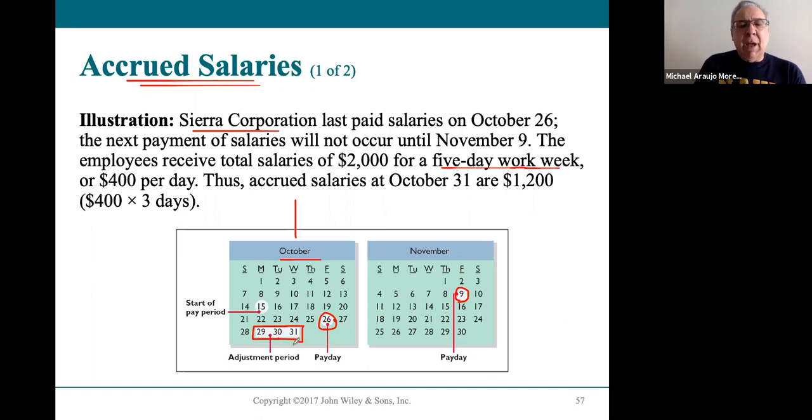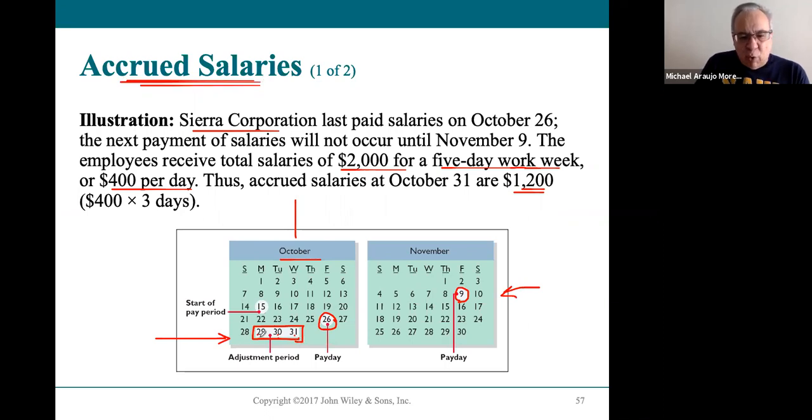Okay. So if your payroll is $2,000 for a 5-day work week, that means every day is $400 in payroll. And you have these 3 days in October that people were working. So you have a total of $1,200 of payroll that needs to be expensed in October, even though you're not going to pay it until November. And that's basically what accrued salaries are.